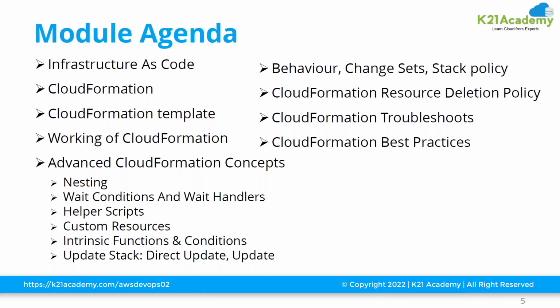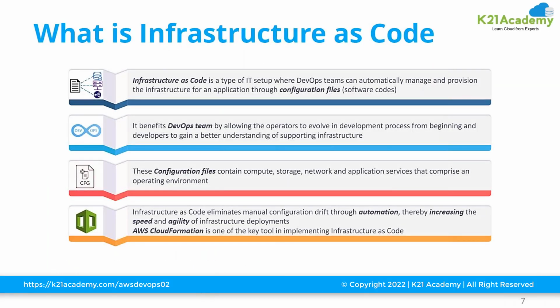Let us understand what is infrastructure as a code. Infrastructure as a code is a type of IT setup where DevOps teams can automatically manage and provision the infrastructure for an application through a configuration file or a software code. It simply means that all the infrastructure required to run your application can be created through a code. That is what is called infrastructure as a code.